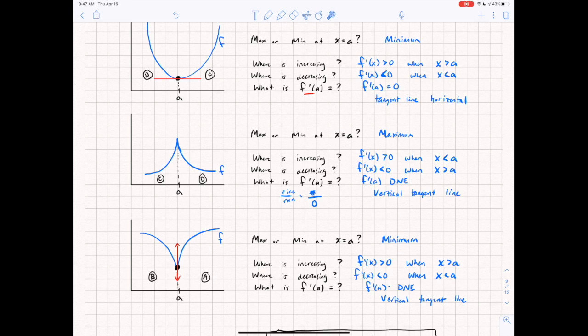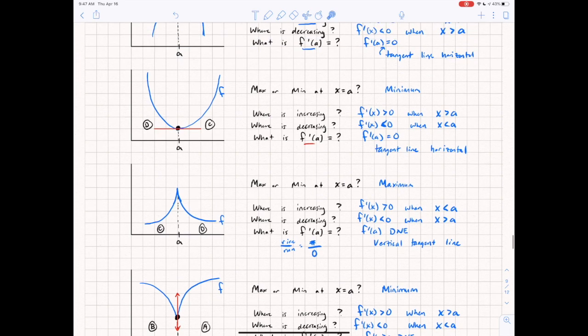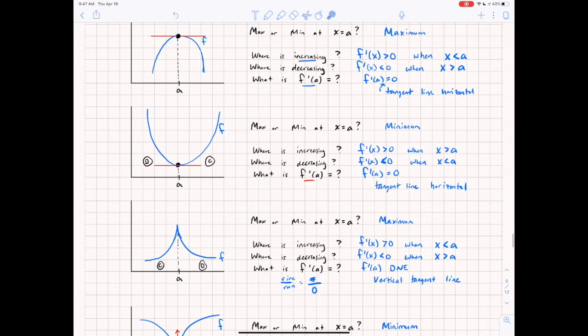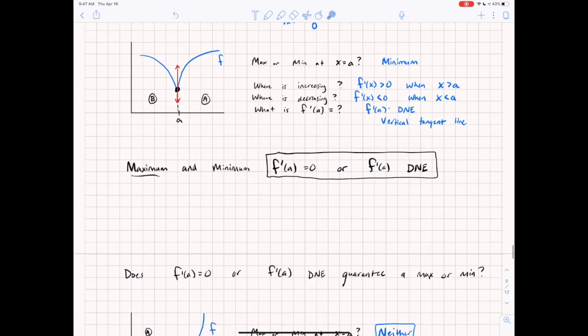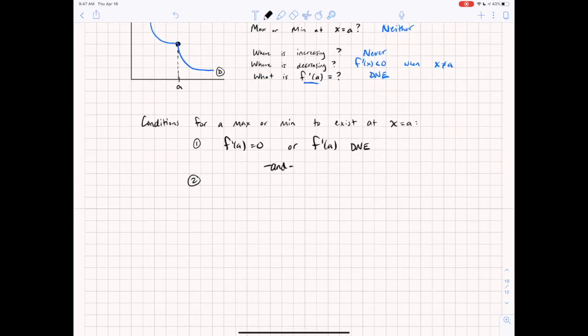All right, and so notice again for a min that I'm essentially going from decreasing to increasing, which makes sense. You got to go down into the lowest depths and then increase out of it for a min. Or for a max, you have to increase and then decrease. There has to be a change in sign for the derivative for that to happen. And that's our second condition to show that a function has a max or a min.